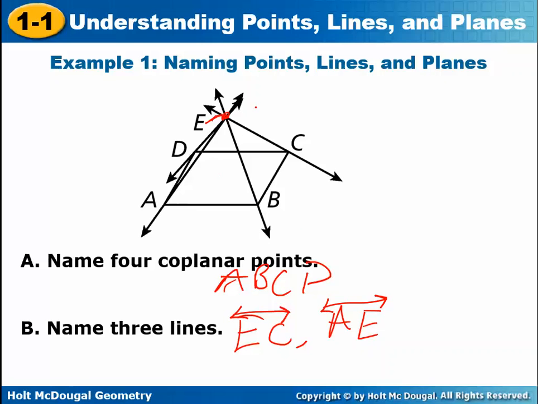We have B to E. We have D to E. So those are all examples of lines. BC looks to me like a segment, not a line. It doesn't look like that line would extend forever. But if we added on a little bit of extra, then you could say it's a line.